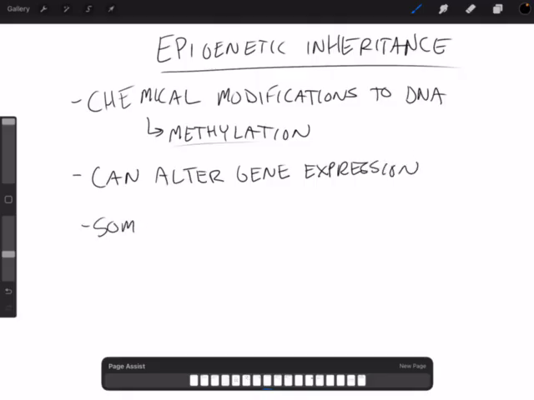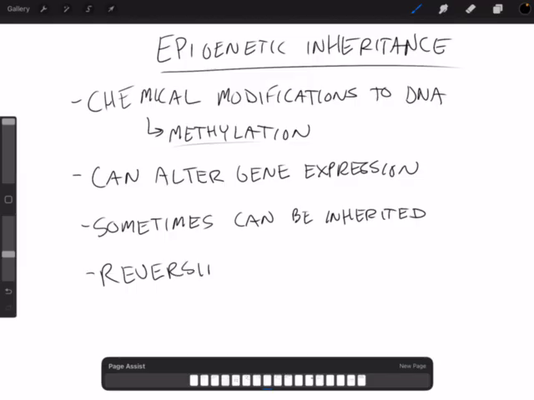Sometimes it appears this can be inherited. And it is reversible. So these are usually transient modifications.